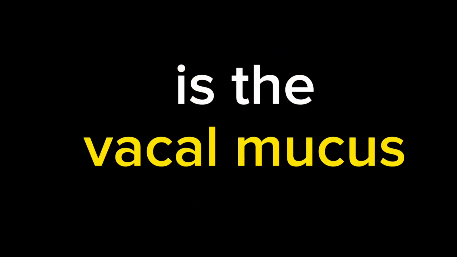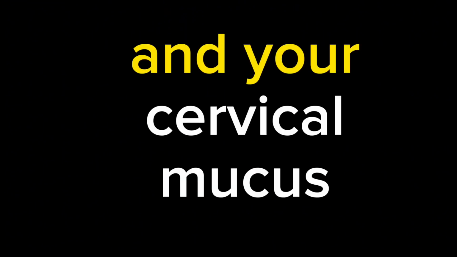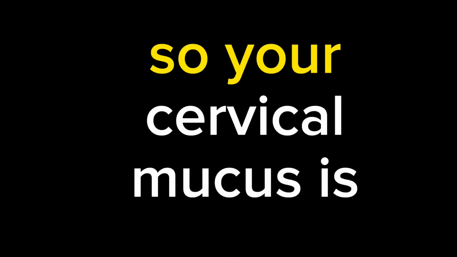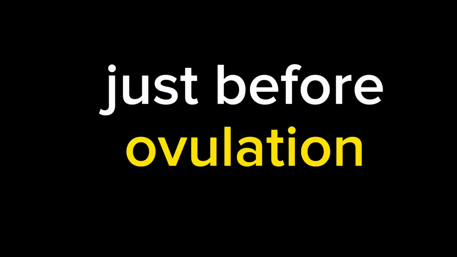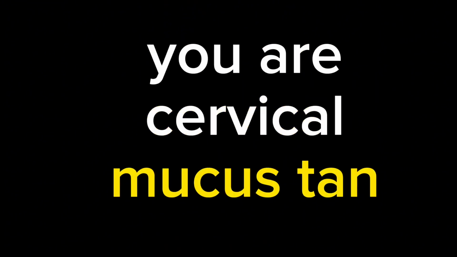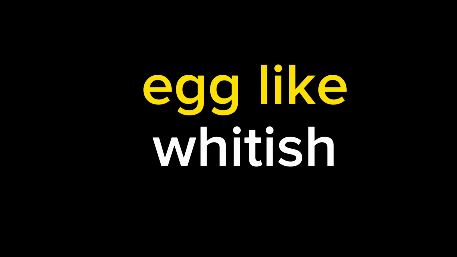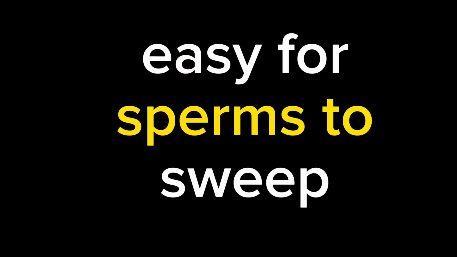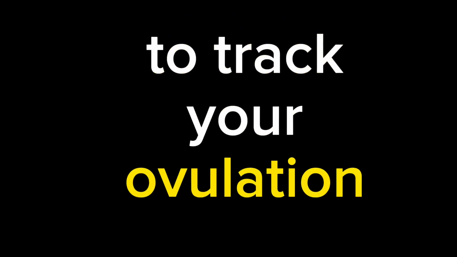So another thing that you can also use to track your ovulation is cervical mucus. Cervical mucus is a vaginal fluid produced by the cervix, and your cervical mucus goes through stages during your menstrual cycle. Your cervical mucus is thick, white, and dry before ovulation. Just before ovulation, your cervical mucus turns clear and slippery, egg-like, whitish. This consistency makes it easy for sperm to swim up to meet the egg.